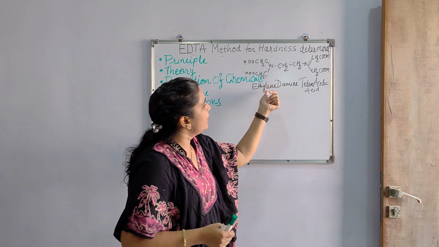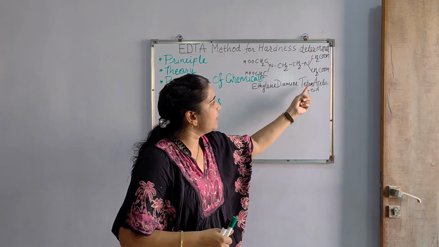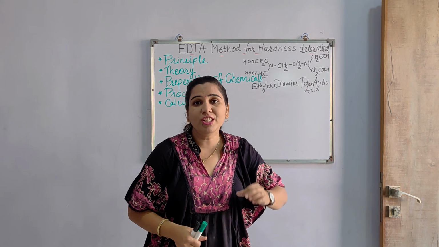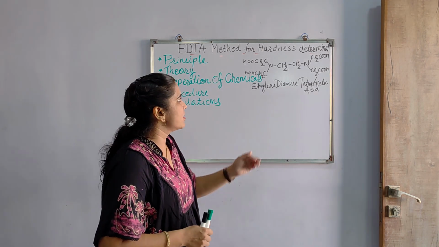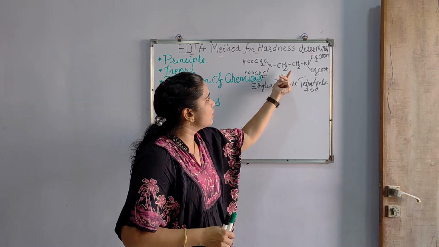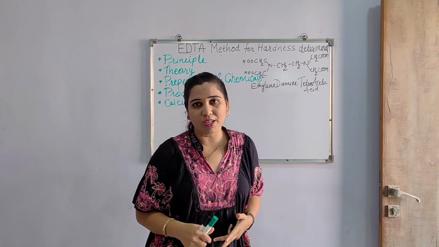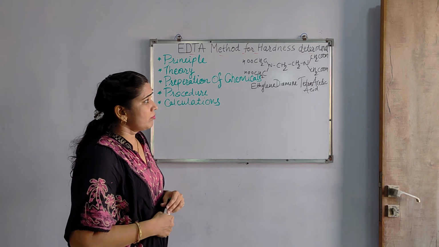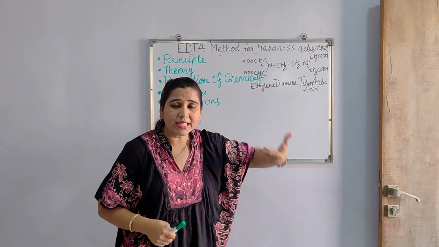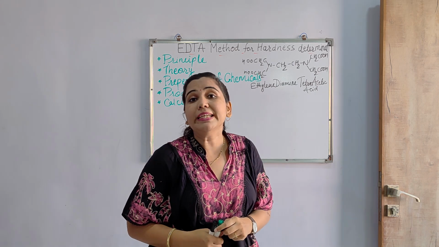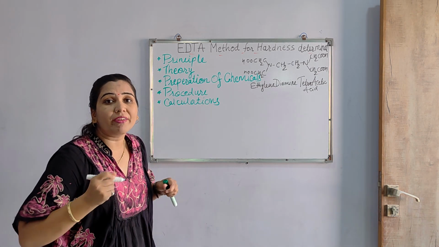Now come to the point, EDTA. I have already drawn a structure of EDTA here. It is ethylene diamine tetra acetic acid. So it is a tetraprotic acid. It has 4 different protons for exchange. Here I have drawn this structure, ethylene diamine, and 4 different acetic acid groups are there. This is the reagent we have to use, and that's why this method is called the EDTA method. This method is also called a complexometric method.